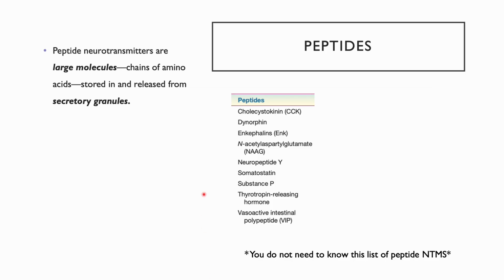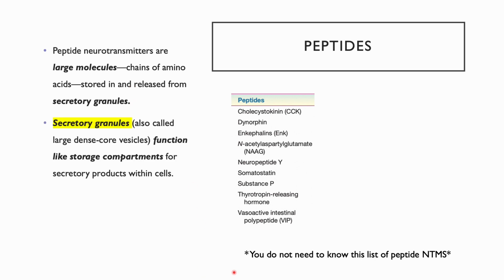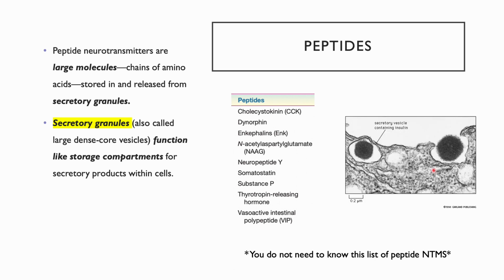Peptides are larger molecules. They're chains of amino acids, and they're actually stored and released in something called secretory granules. So this is a little bit different from synaptic vesicles. Secretory granules, also called large dense core vesicles, function like storage compartments for secretory products within cells. So for example, here we're looking inside of the secretory vesicle containing insulin.